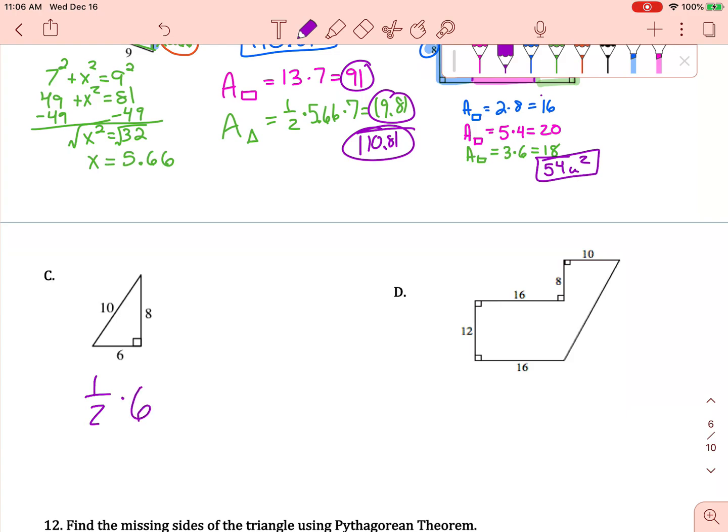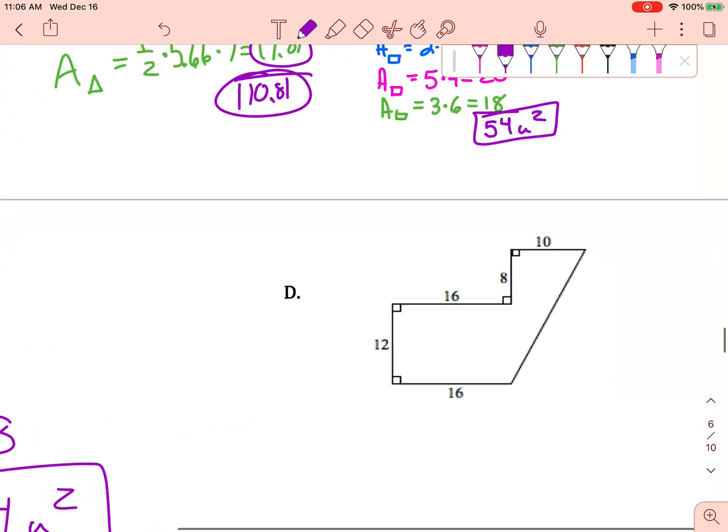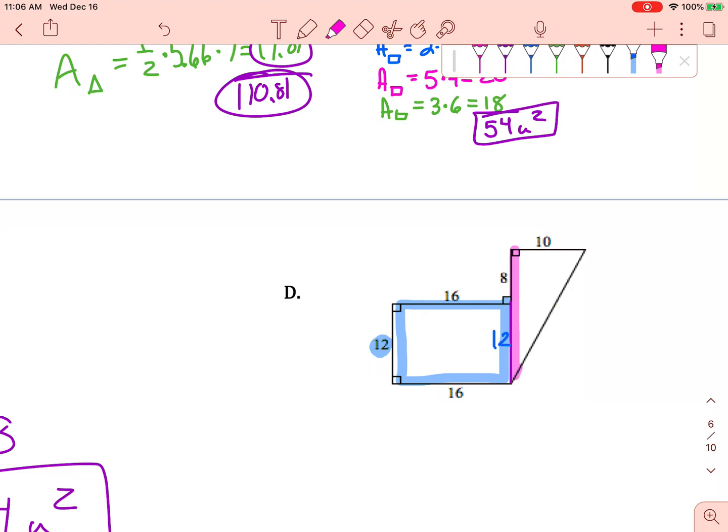C is just a simple triangle, so it's 1/2 base times vertical height. We always look for the vertical height. So we're going to get 24 units squared for this one. And then over here again, we can split this up how you guys see it. I split this up into a triangle and a rectangle. So I see my blue rectangle here. Now keep in mind that because this side is 12, I also have this side over here that's 12, okay? Then we have our pink triangle right here.